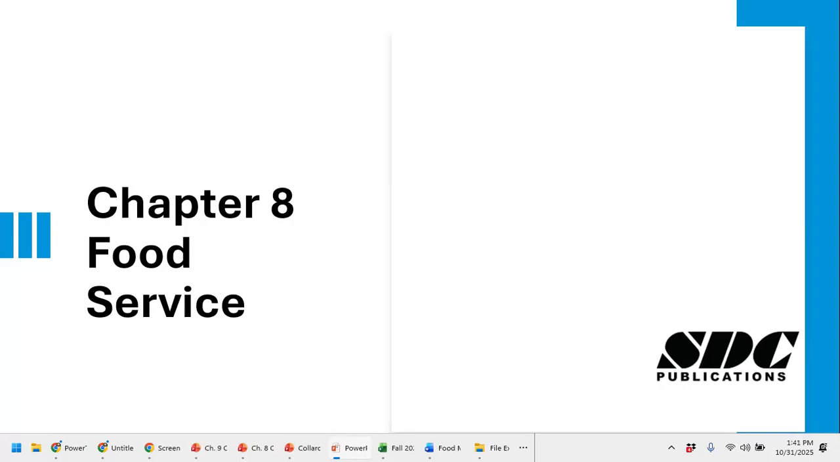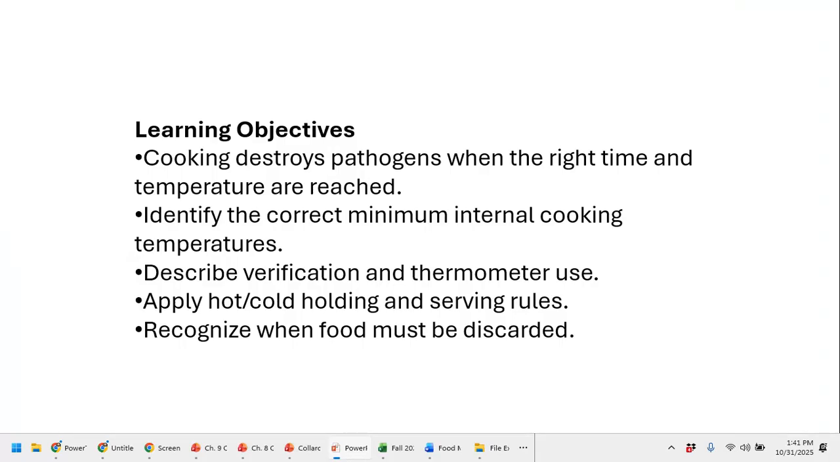Chapter 8, Food Service. Our learning objectives today are: cooking destroys pathogens when the right time and temperature are reached; identifying the correct minimum internal cooking temperatures, describing verification and thermometer use, and then applying hot and cold holding and serving rules to keep food safe, and then recognizing when food must be discarded.